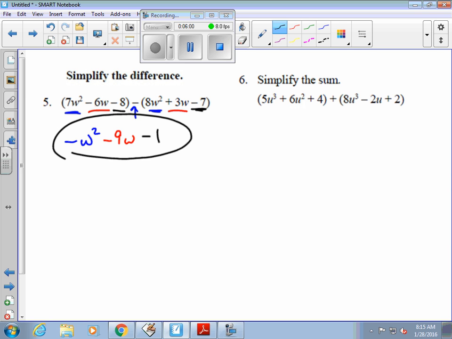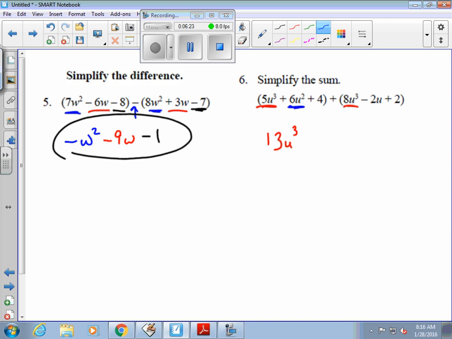For number 6, always start with the largest degree, which is u to the third power. We have 5u to the third plus 8u to the third. Unlike number 5 where we were subtracting, we're adding these, so you don't have to worry about changing signs. 5 plus 8 is 13u to the third. Then you have 6u squared. The next biggest degree is 6u squared.